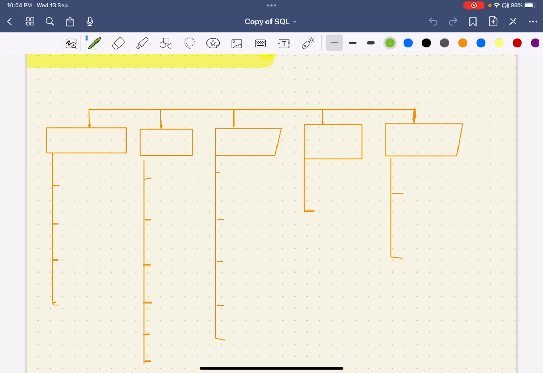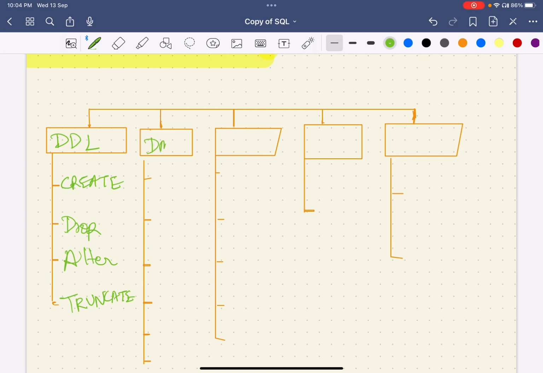The first command type is DDL, which is data definition language. Within data definition language, we have four types of command. One is create, then drop, which is used to drop the database. Alter, used to change the data. And truncate.